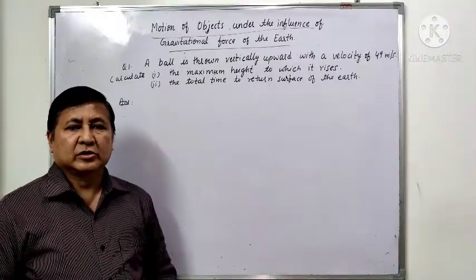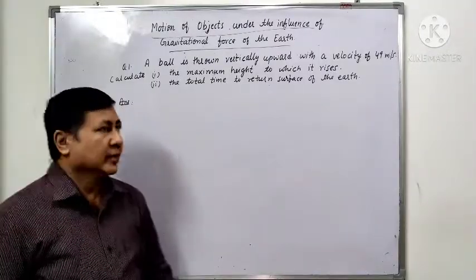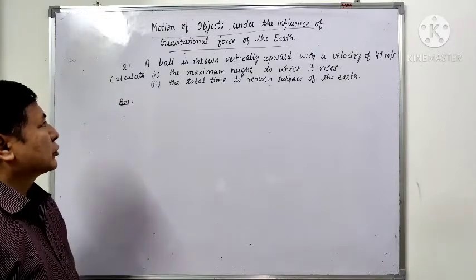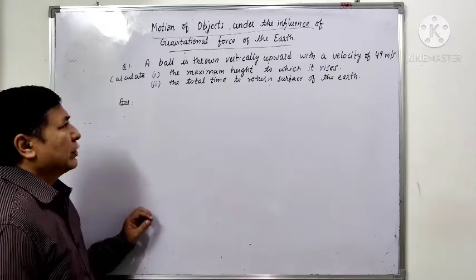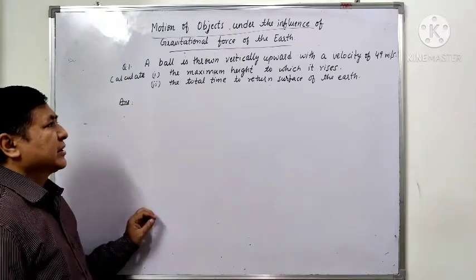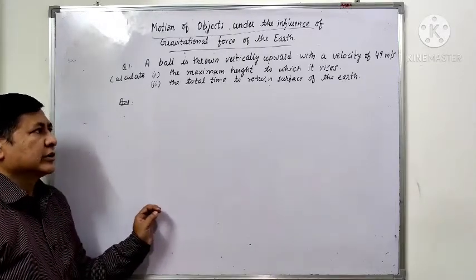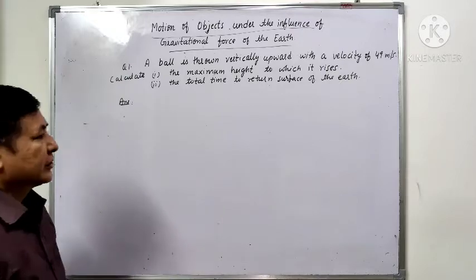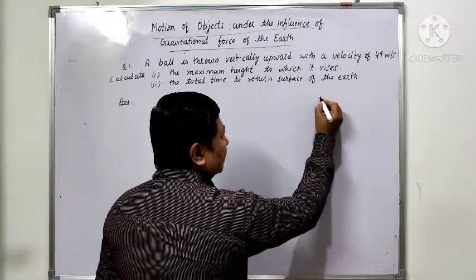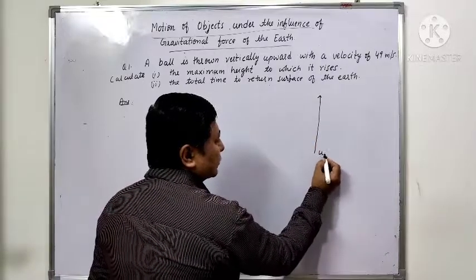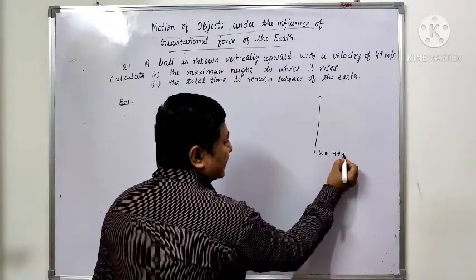Now let us solve some numericals based on it. The first numerical is: a ball is thrown vertically upward with a velocity of 49 meters per second. Calculate the maximum height to which it rises and the total time to return to the surface of the earth. In this question it is given that a ball is thrown vertically upward, so u = 49 meters per second.